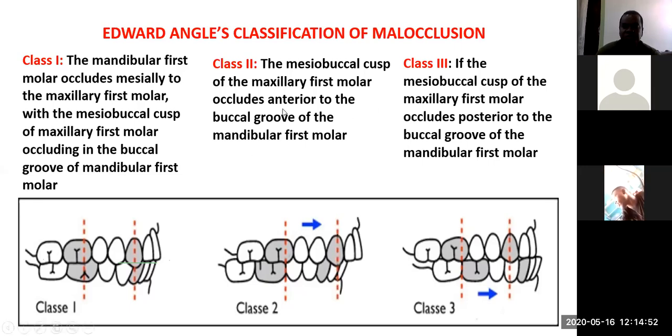That is the mesobuccal cusp of the maxillary first molar. Where is the maxillary first molar? If you see my pointer, that is it. It occludes anterior. You see now, the mesobuccal cusp here is this. If you can see my pointer, it is occluding anterior to the buccal groove of the mandibular first molar. The groove is the line that tends to divide a tooth into two. So, when this mesobuccal cusp of the maxillary first molar is occluding anterior to the buccal groove of the mandibular first molar, then you define that as class two malocclusion, according to Edward Angle's classification of malocclusion.